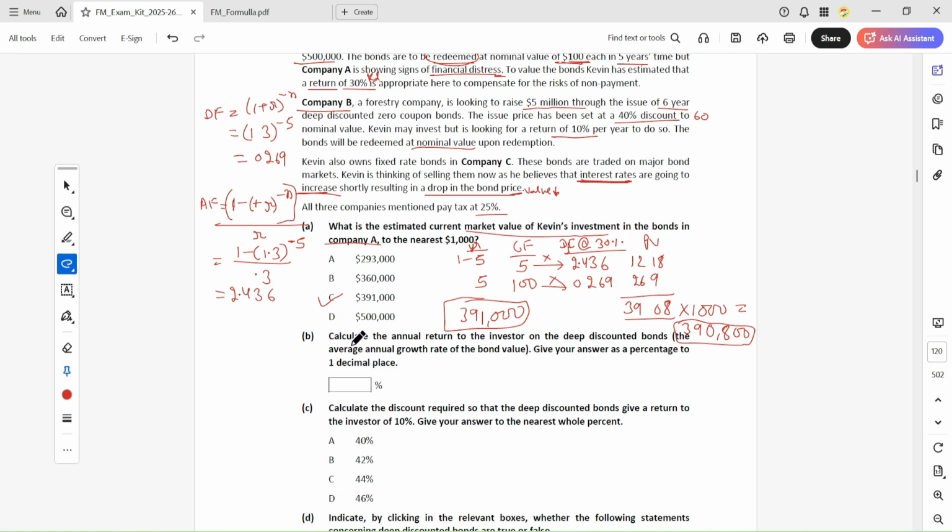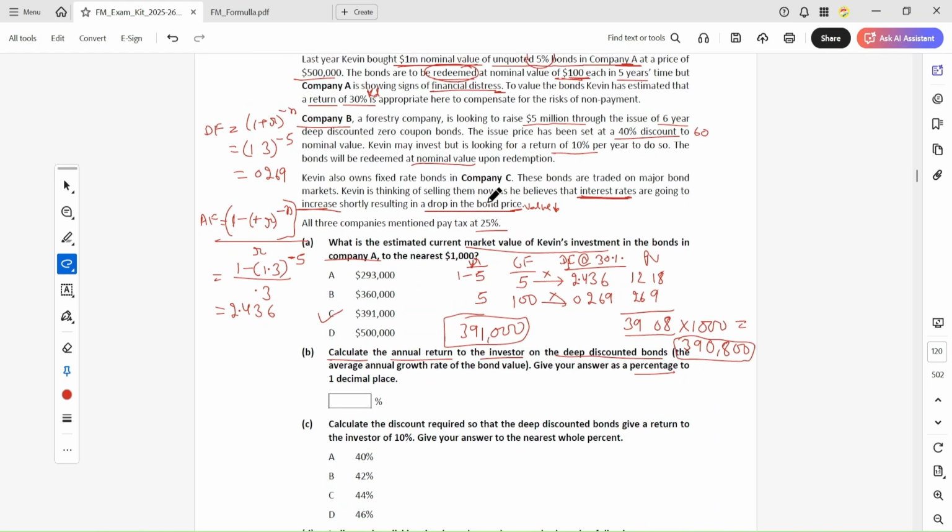So now we have to calculate the annual return to the investor. What is the annual return to the investor on the deep discounted bond? Okay, so what is the total return to the investor, and that return is how much percentage? Okay, give your answer as a percentage. Okay, so now we have the deep discount bond.